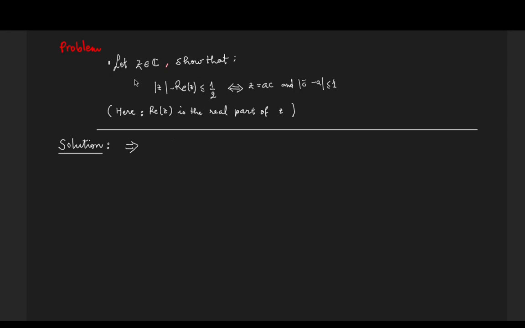So we have z is a complex number. Show that modulus of z minus real part of z is less or equal to 1/2 is equivalent to z equals ac, and modulus of c bar minus a is less or equal to 1. Of course, real of z is the real part of z.